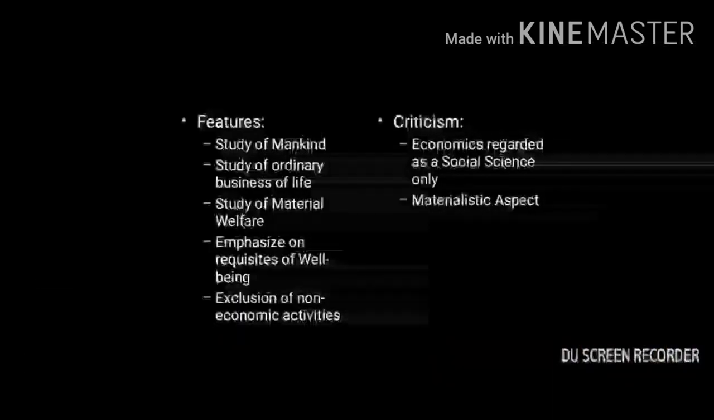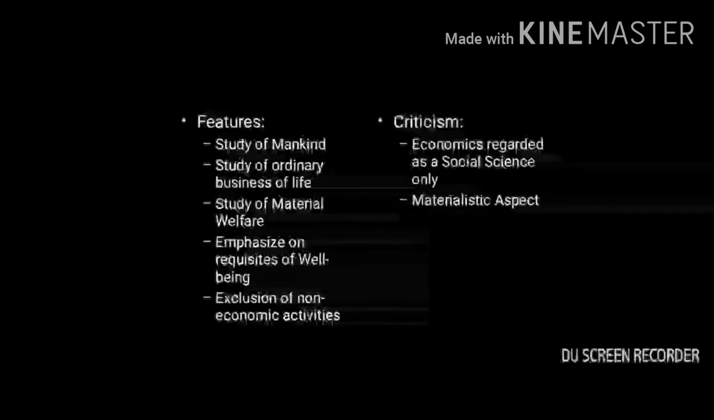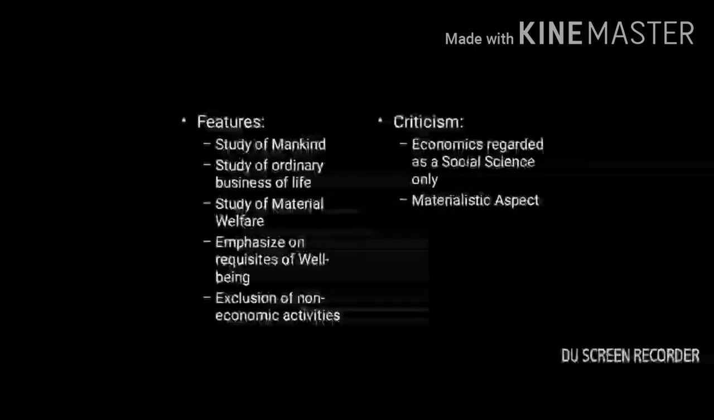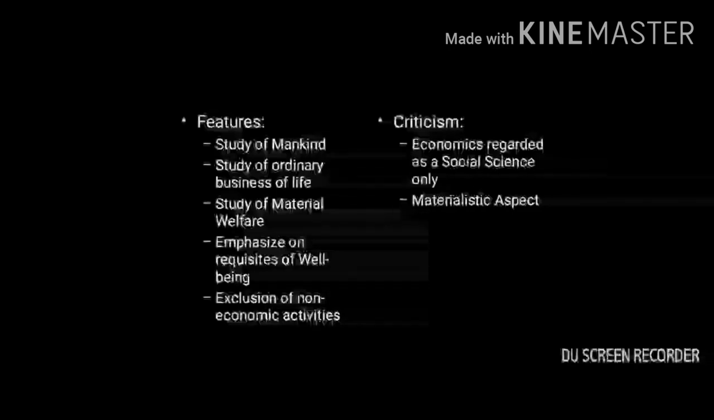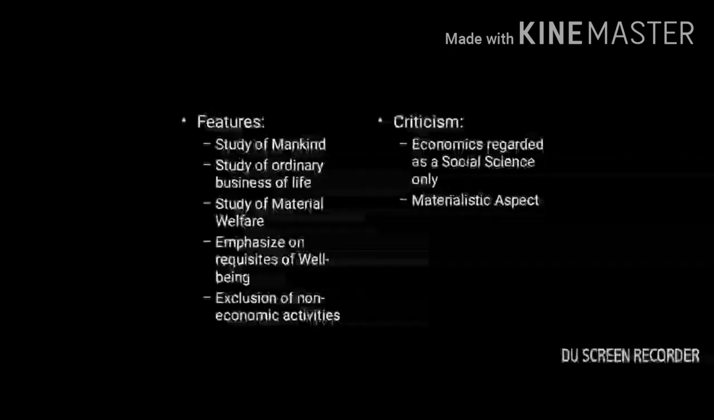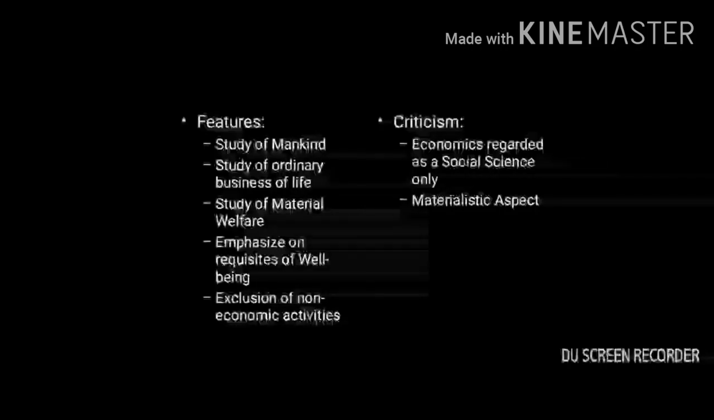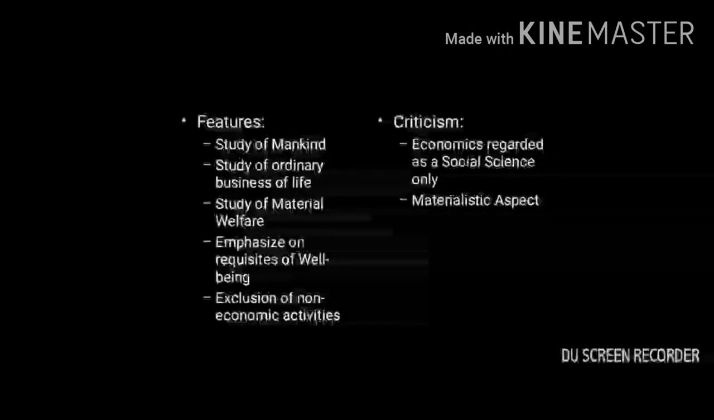Now, moving on to the next criticism, Marshall's notion of material welfare came in for sharp criticism at the hands of Lionel Robbins in 1932. Robbins argued that economics should encompass non material welfare also. In real life, it is difficult to segregate material welfare from non material welfare, like the services of doctors, teachers, lawyers, etc. These are not material services, yet they also fulfill our urgent needs and thereby promote welfare.